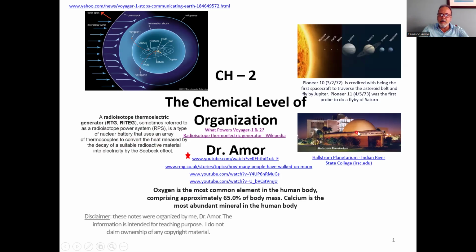Here is a planetarium that we have here at Indian River State College. Okay, and I think it's very interesting, and you should go there and learn a little bit about astronomy, and so there are a lot of applications of this information, not just in our field, but in other fields, like in astronomy for deep space exploration.